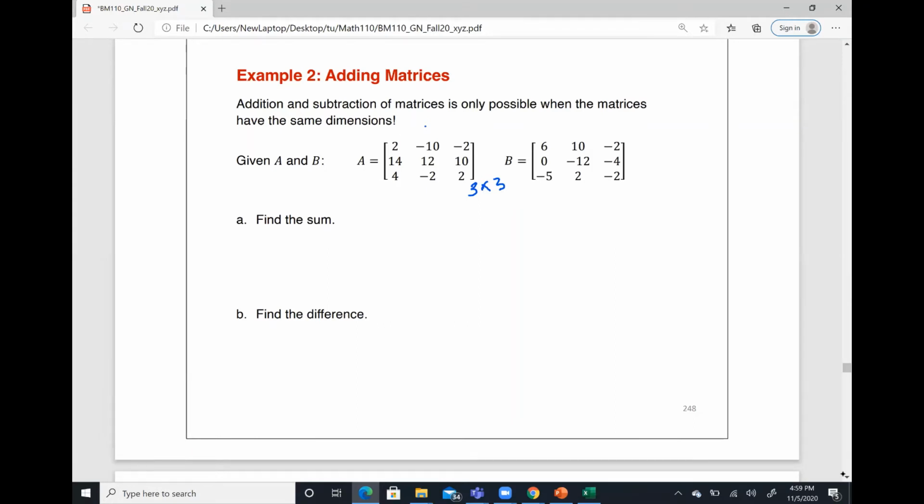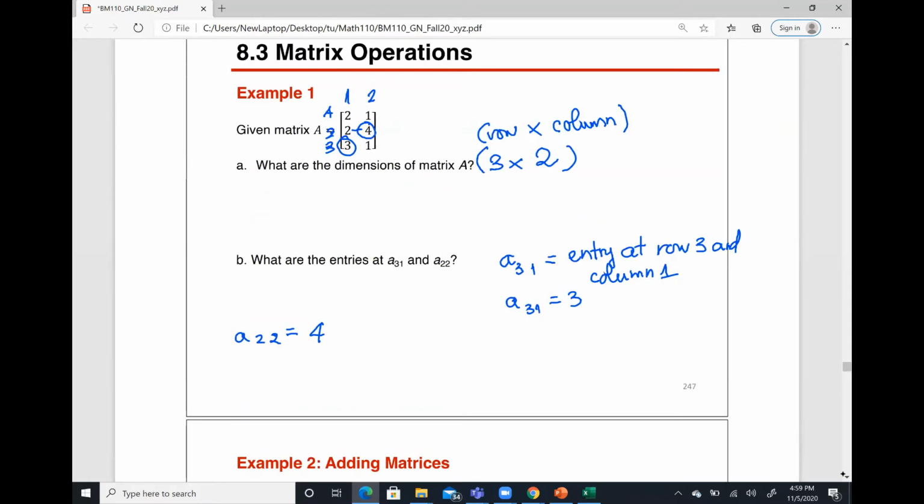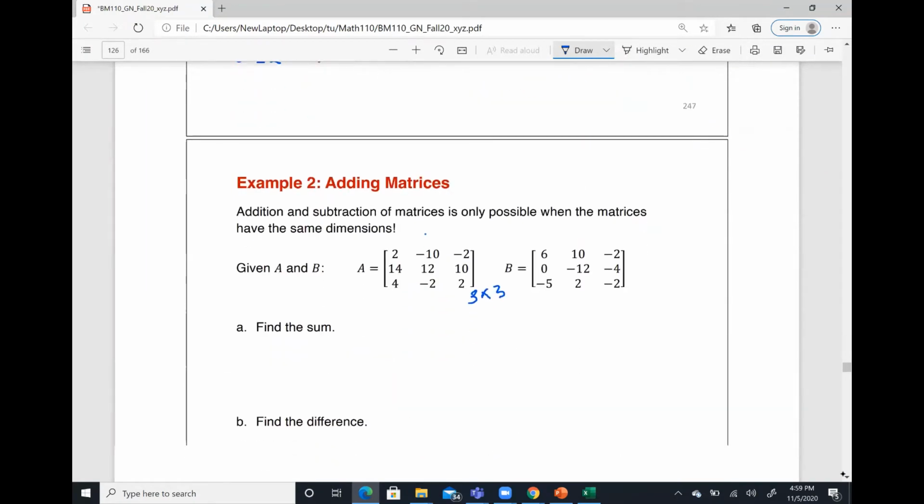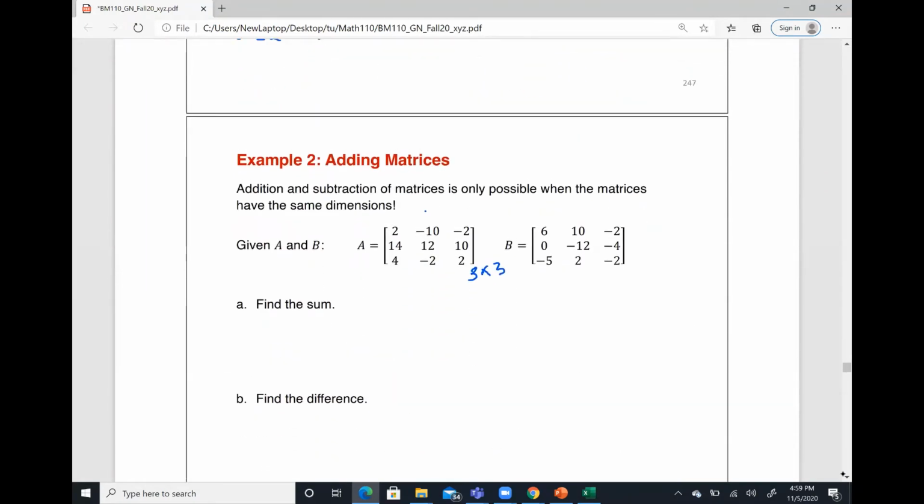What about the dimension for matrix B? We also have 3 rows by 3 columns. Always remember that it should be row by column, row by column.